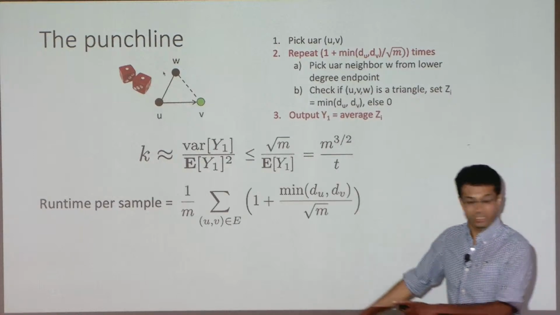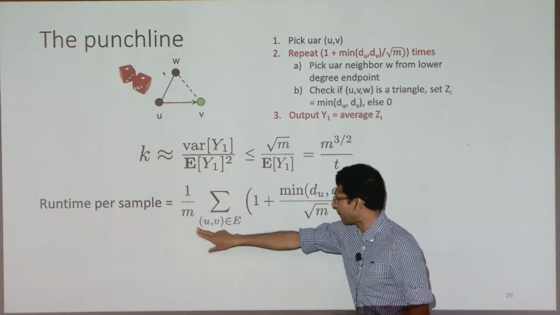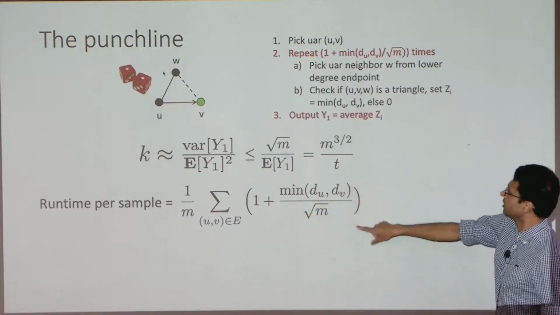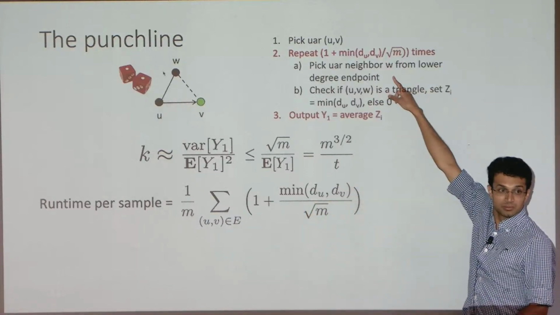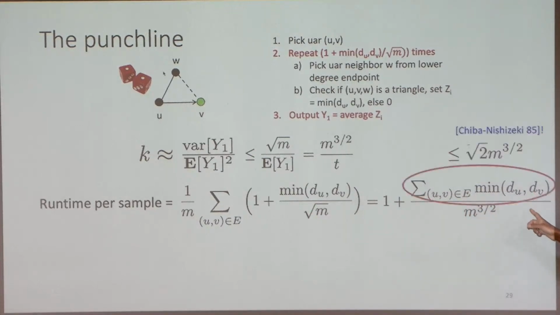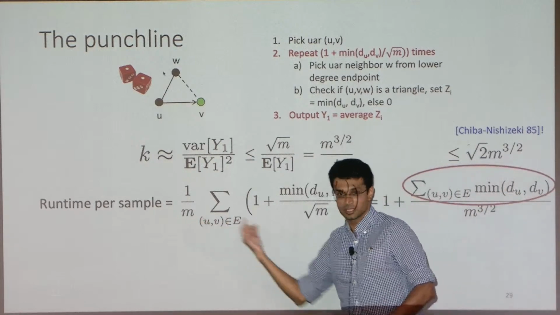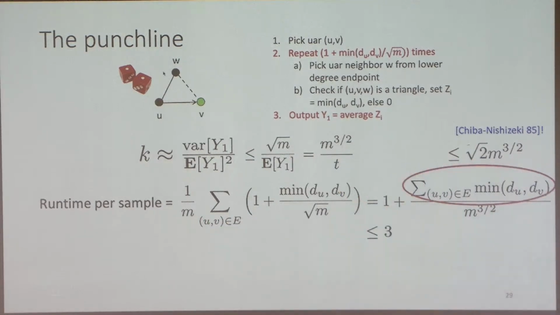So what is the runtime per sample? It's the average. So it's the average of 1 plus min(du, dv) divided by root m. So I do the math here. The summation of min(du, dv) by Chiba-Nishizeki is basically m to the 3/2, and the root m over there and the m over there cancel it out, so it's at most 3.